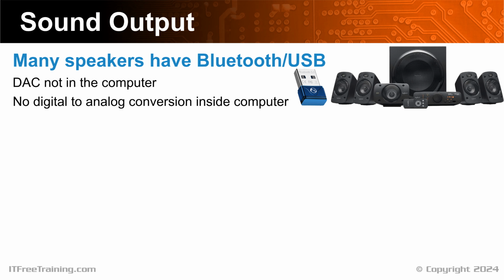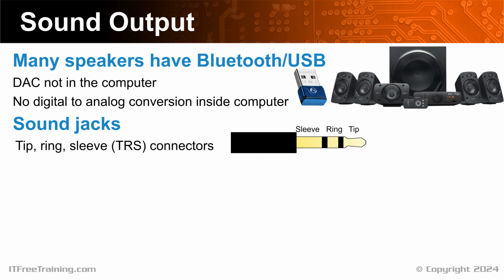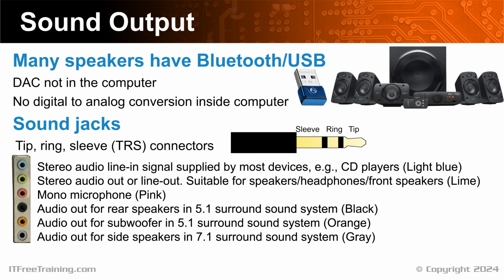You will find that for compatibility, pretty much all computers will have sound jacks. A sound jack generally has 3 different parts called the tip, ring, and sleeve. Thus, you may hear it called TRS. Your computer will have multiple sound jacks. These will be color-coded, however, some computers may use colors differently.